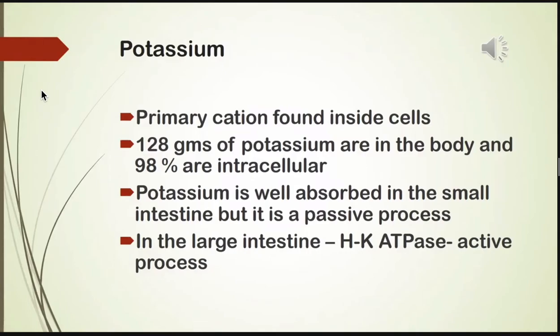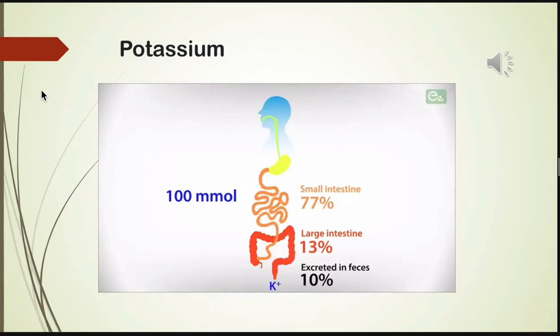Potassium is well absorbed in the small intestine, and it is a passive process. In the large intestine, however, you have there your hydrogen potassium ATPase as a method by which it is absorbed, and this is an active process. This slide is just to show you that 77% of your potassium is absorbed in the small intestine and 13% is absorbed in the large intestine. About 10% of the ingested potassium is excreted in the feces.